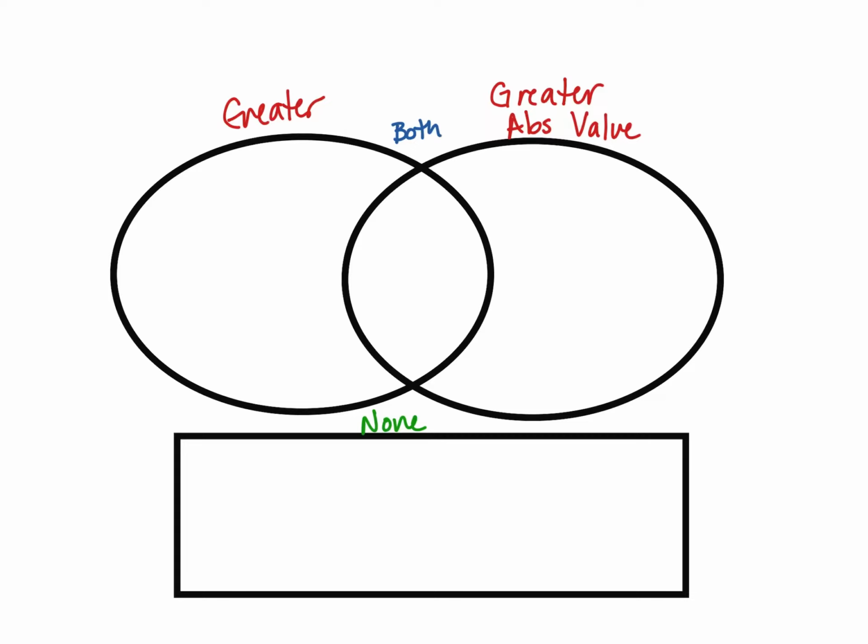Part A, we have -4 and -8. The absolute values are 4 and 8. Here, -4 is the bigger number, but it does not have the greater absolute value. So we're going to put -4 in this spot. The one that has the greater absolute value is the -8.